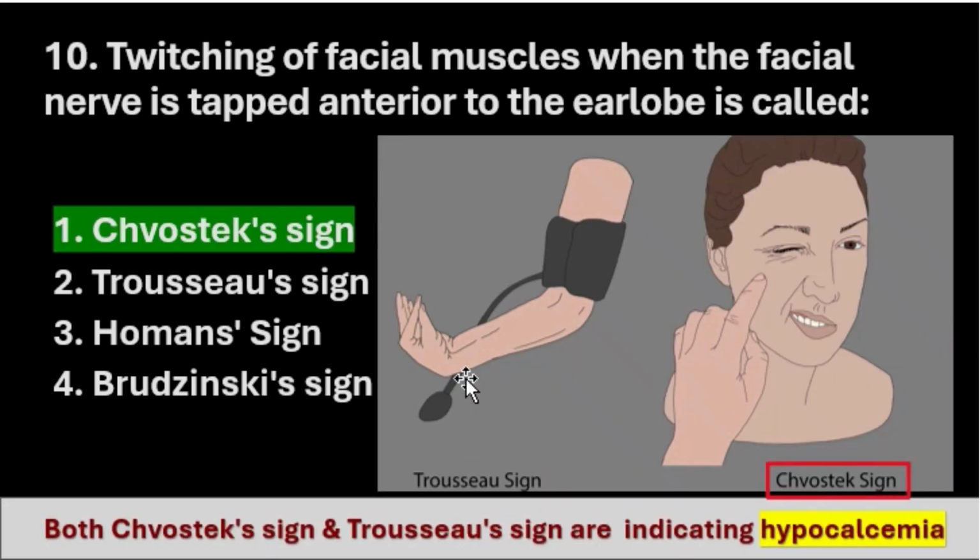We can see the two signs, Trousseau sign and Chvostek sign. These both signs indicate hypocalcemia. Trousseau sign is the sign which is related to the BP cuff on the hand, and Chvostek sign you can see here, it is related to the facial muscle, twitching of the facial muscle when the facial nerve is tapped. So option 1 Chvostek sign is the right answer.